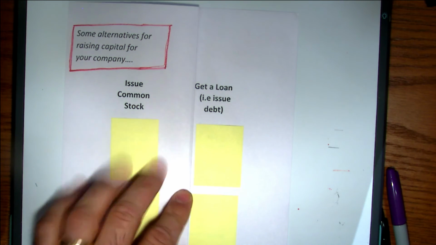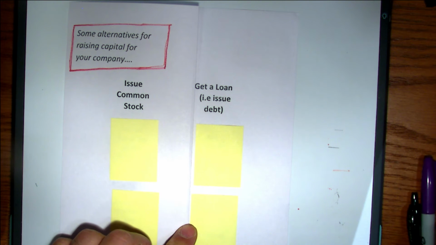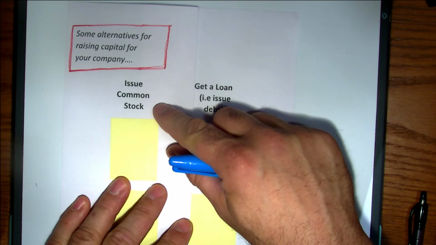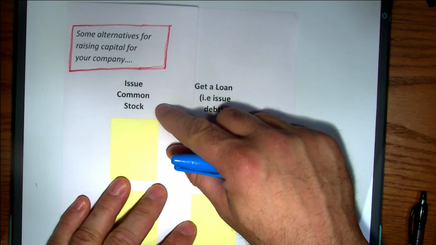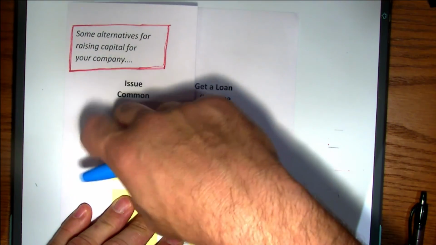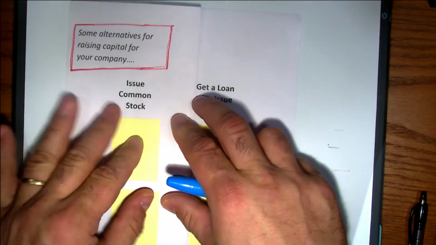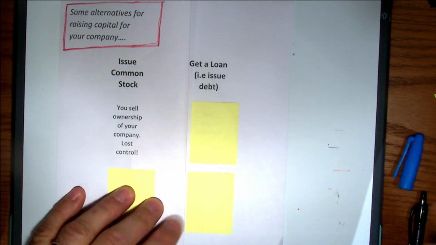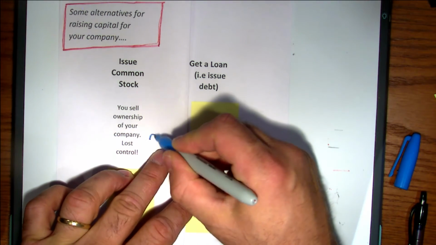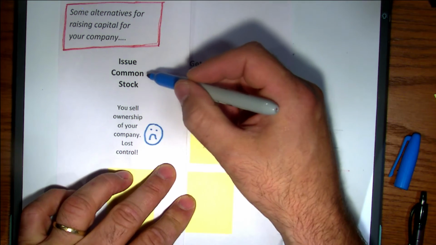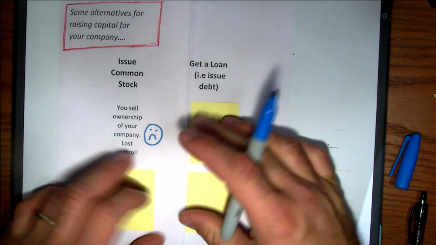Okay? Let's say you need to raise capital. You need money, in other words. Okay? Well, you could issue common stock, right? You could issue common stock. Okay, now, one thing about common stock is, if I can pick up my little post-it, you sell ownership of your company. So you've lost some control, haven't you? So I'll put a little sad face there. If you issue common stock, holders have voting rights, is that correct?